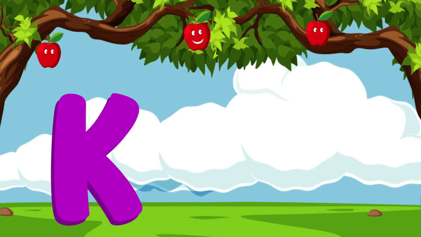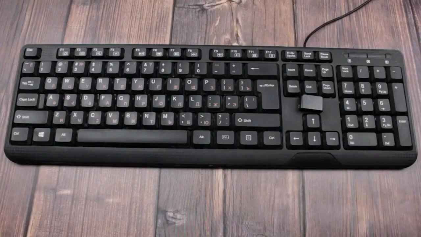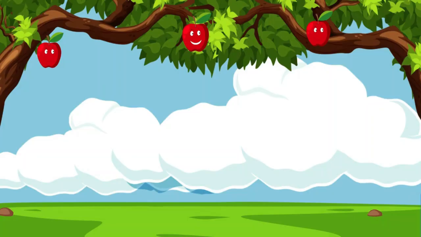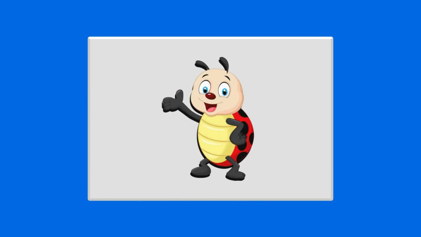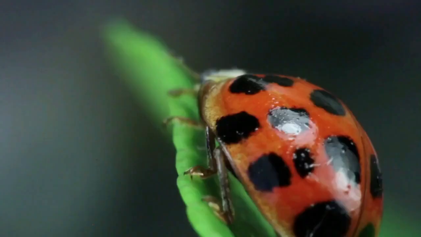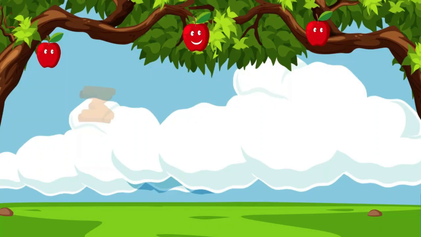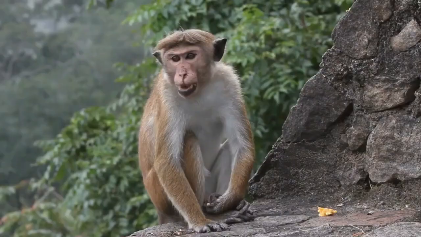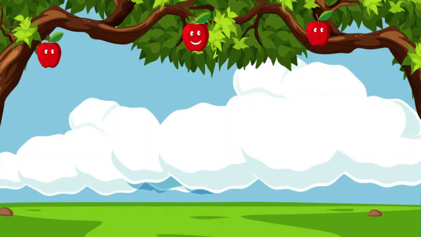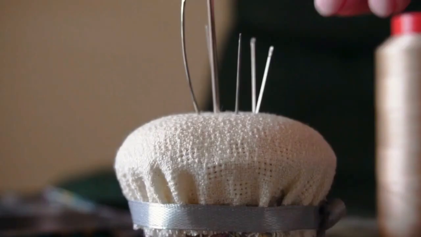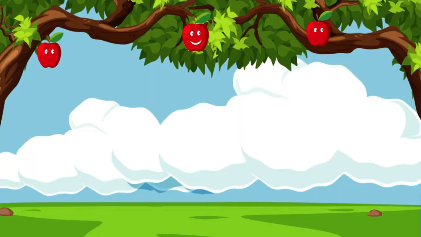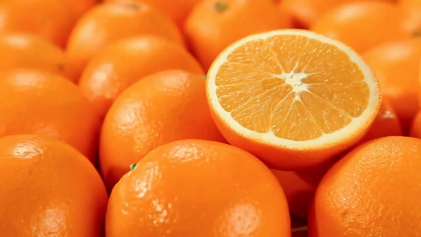K is for keyboard. K, k, keyboard. K, keyboard. L is for ladybug. L, l, ladybug. L, ladybug. M is for monkey, m, monkey. M, monkey. N is for needle, n, needle. N, needle. O is for orange, o, orange. O, orange.